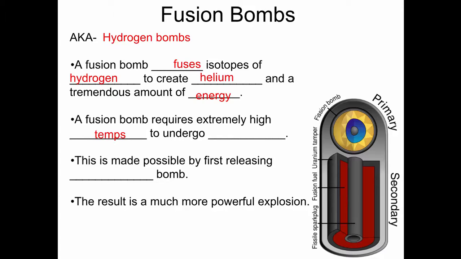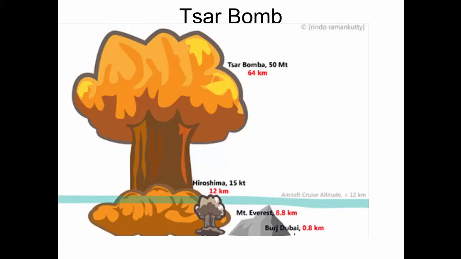Now, it requires very high temperatures, as we talked about, in order to start the process of fusion. So the way that they work is there's actually a fission bomb inside that starts the reaction, creating these extremely high temperatures, which then starts and detonates the fusion bomb. So it's a combination of both, resulting in a much more powerful explosion.